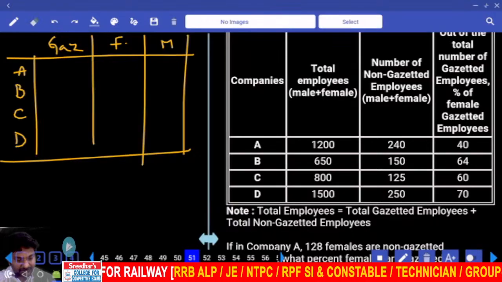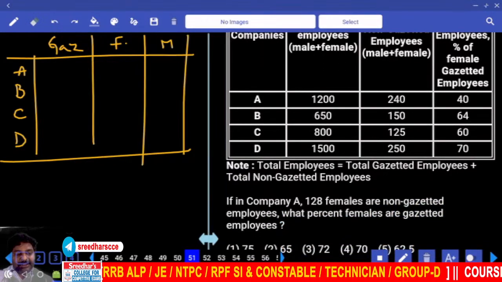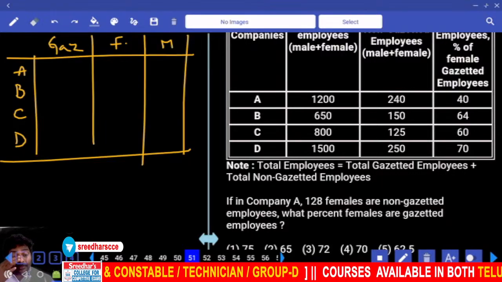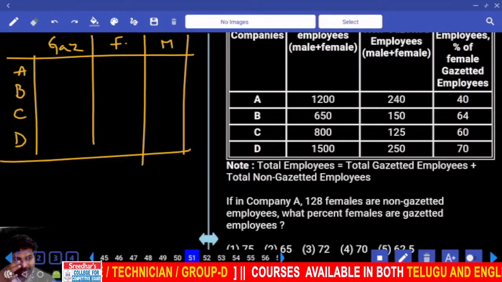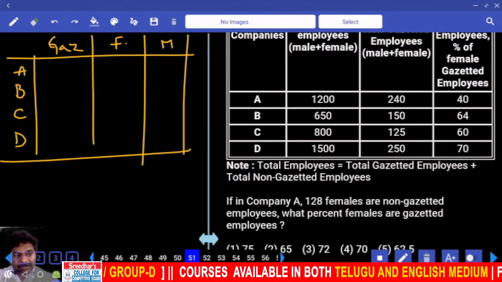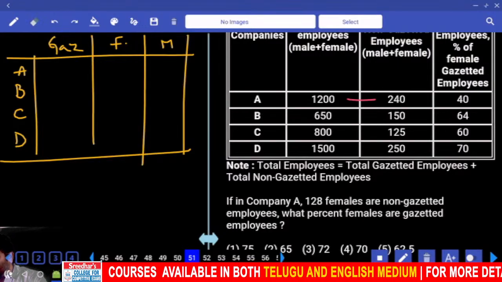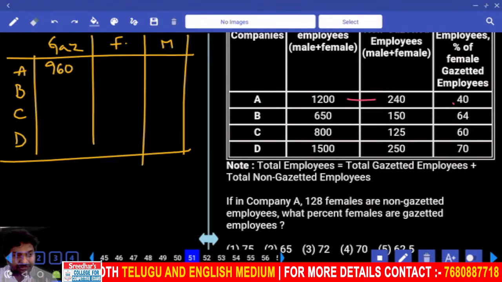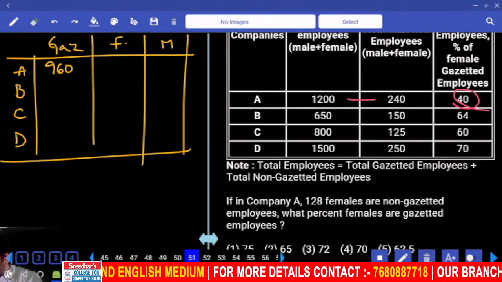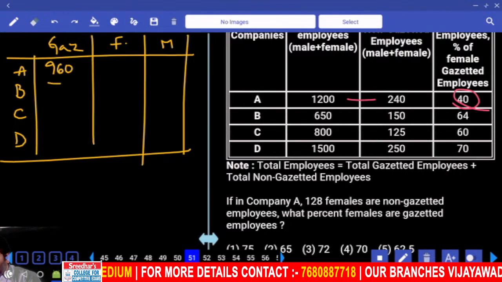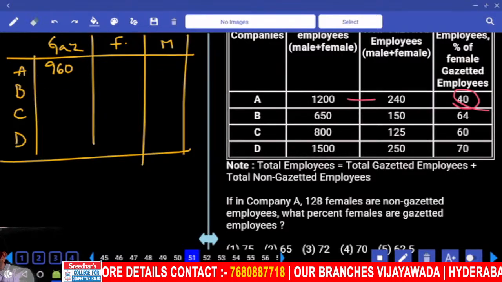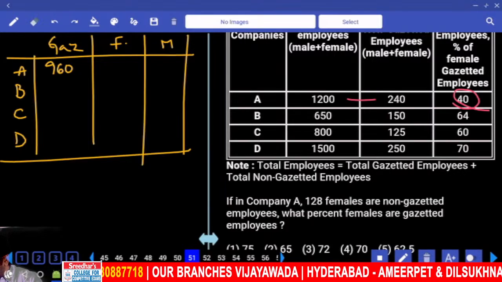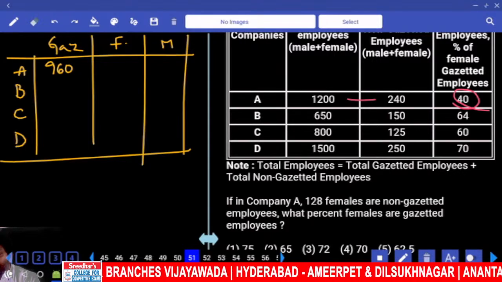Okay? Right. If in company A 128 female are non-gazetted employees, what percent of female are gazetted employees? Which company? A. Out of 1200, if 240 are non-gazetted, 960 are gazetted. 40% of them are female. 10% into 4 only. What is 10%? I'll treat it as 4 less than 100. 4 times 400 minus 16.